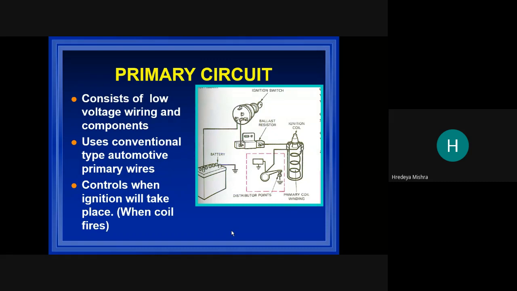The primary circuit consists of low voltage wiring and components. It uses conventional type of automotive primary wire. It controls when ignition will take place, when the coil fires. So this is our primary circuit: battery, ignition switch, ballast resistance, ignition coil, distribution point is here. Our spark plug is here.